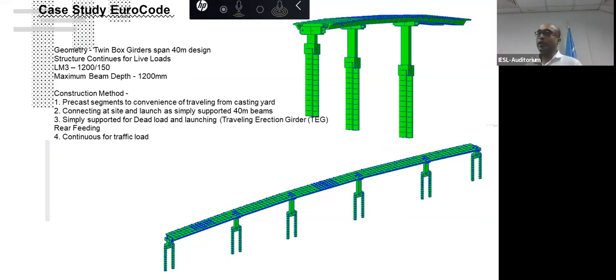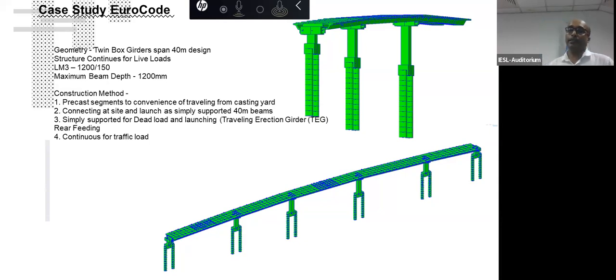This project has three flyovers combined together. In the geometry, we put 40 meter spans to suit the arrangement of other roads and the railway. There are a lot of restrictions there. One is the height. To get that geometry, we need to restrict the maximum depth of our superstructure to 1,200. Then the span is 40 meters.